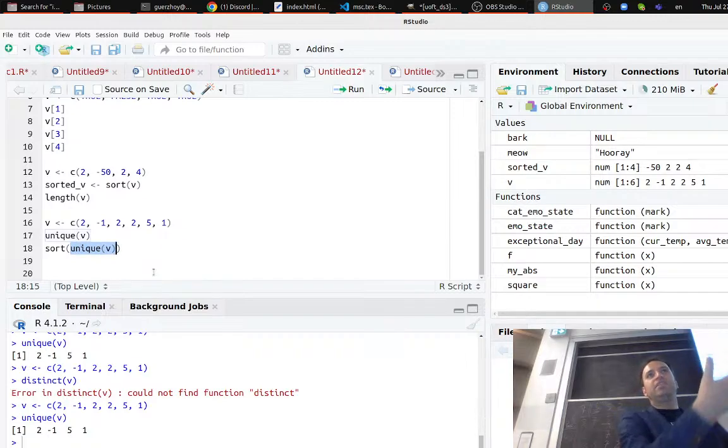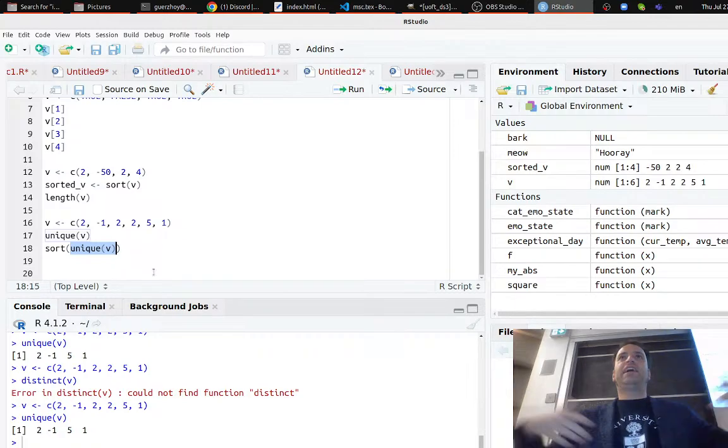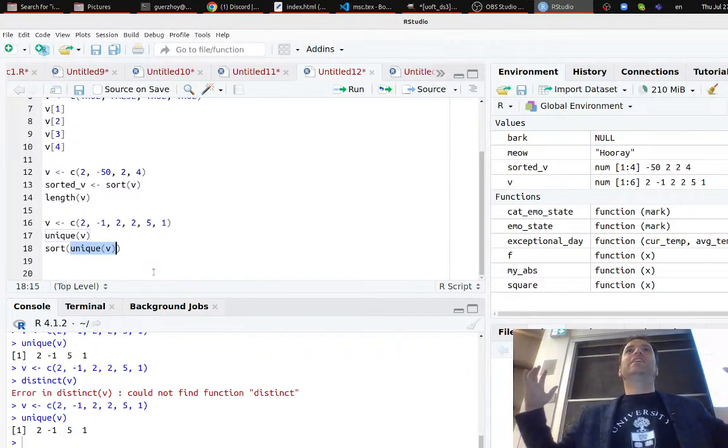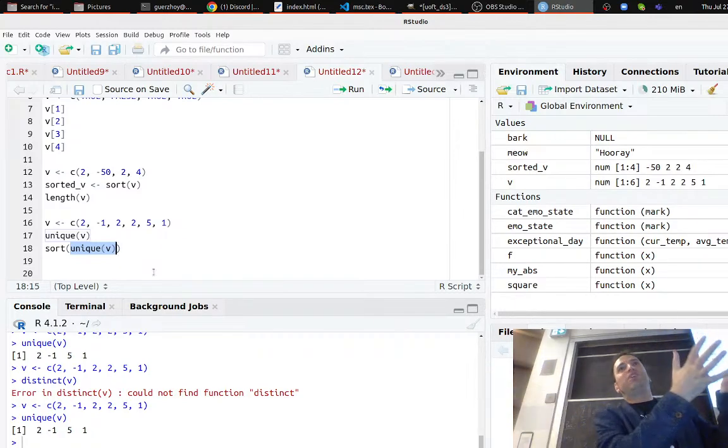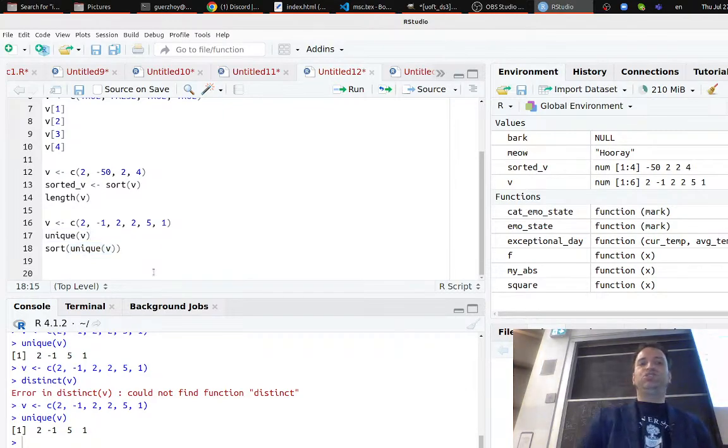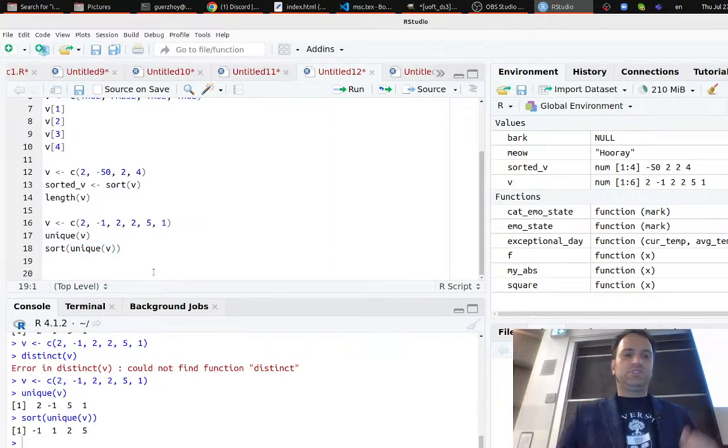You can combine this in the same way that you can do something like x plus 1 squared, right? How do you do it? Well, first you do x plus 1, and then you square it. In the same way, you say, get me the vector of the unique elements, and then now that I have it, I'll just sort it. So that would be like this.